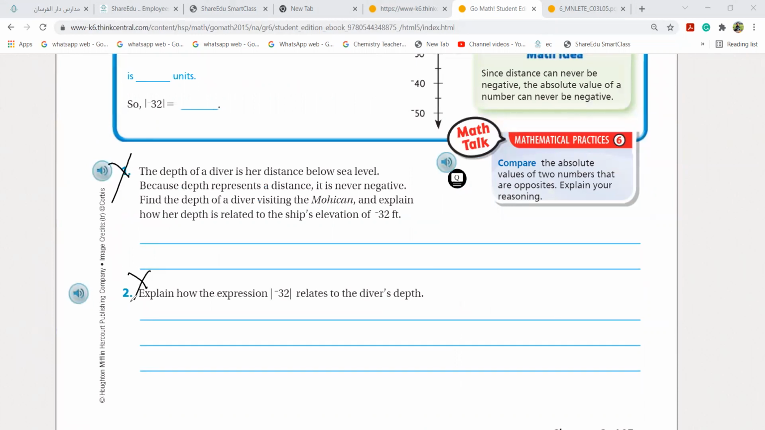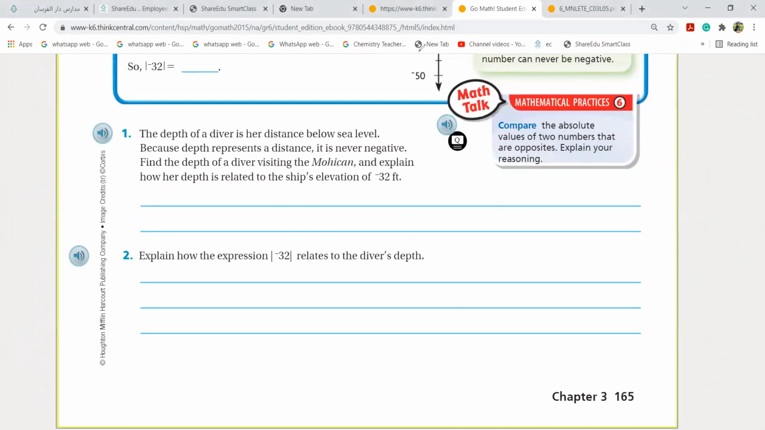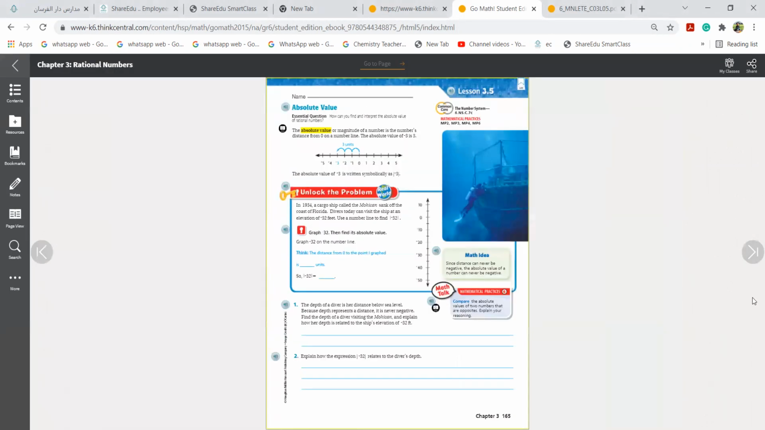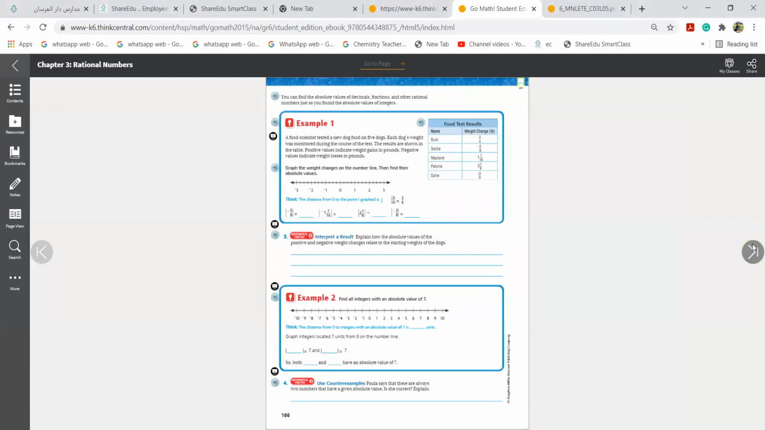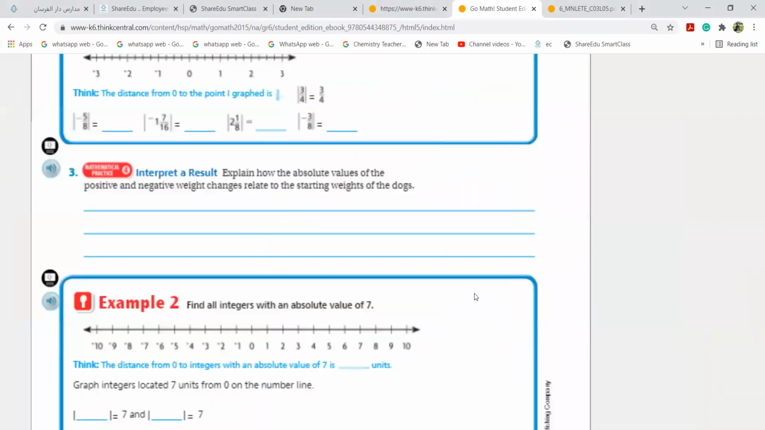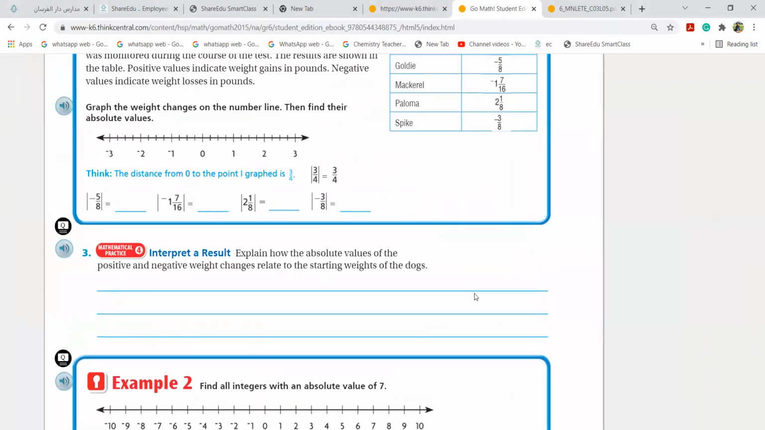1 and 2, put a cross mark. We will not do 1 and 2. The explanation I'm not going to write. Come to next page. Girls, is there anything to understand here? Any value you see, just put a positive number. That's it, that is the lesson. Only the points you will have a tough time.